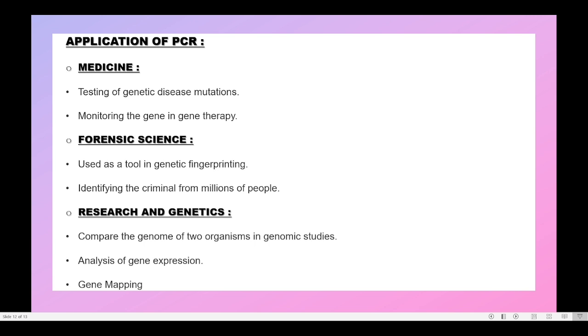Applications of PCR. In medicine, testing of genetic disease mutations and monitoring the gene in gene therapy. In forensic science, it is used as a tool in genetic fingerprinting, identifying criminals from millions of people. Research and genetics: comparing the genomes of two organisms in genetic studies, analysis of gene expression, and gene mapping.